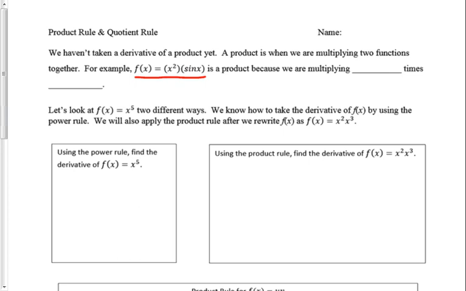That's a product. We have two things being multiplied. The first thing is x squared, and we're multiplying that by sine of x. So that gives us a product.